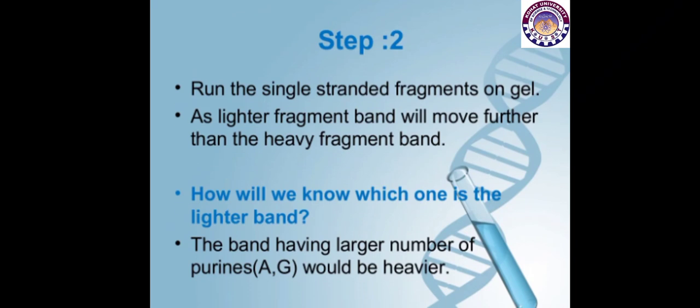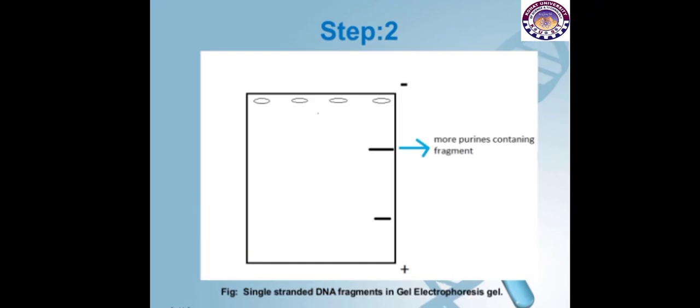Now in the second step, we run the single-stranded fragments on a gel, as the lighter fragment bands will move further than the heavier fragment bands. But how will we know which one is the lighter band? The band having a larger number of purines, that is adenine and guanine, would be heavier. Here, the fragments are separated based on their molecular size. The smaller fragments move faster and appear at the bottom, and the larger fragments cover less distance. The fragments always move from the negative electrode, the anode, to the positive one.